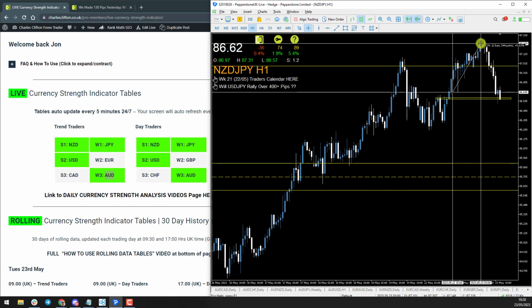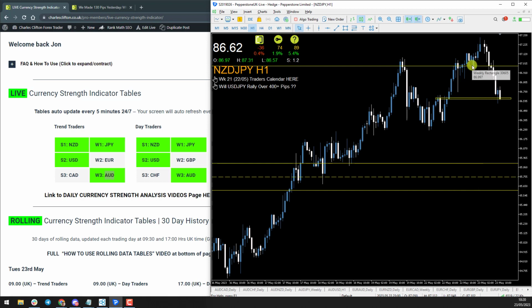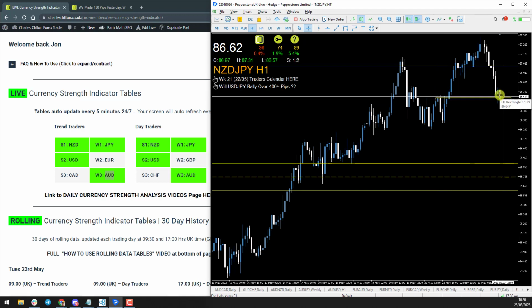So if you did trade that move there, you could have had at least 60 pips out of that market. If you didn't and you're waiting for the retest, you can see that price has actually formed a bullish rejection candle off of these previous H1 highs. So that could be something of interest.